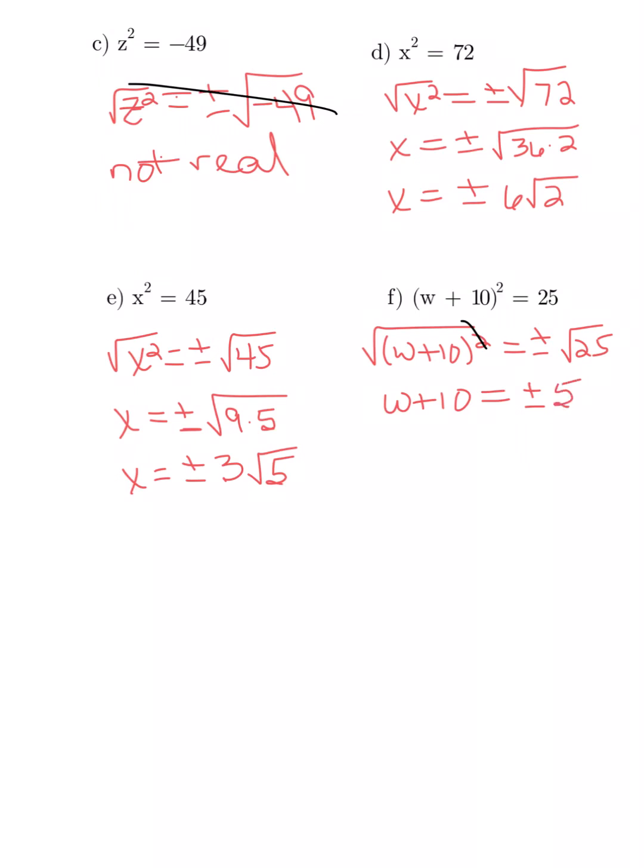When you have a problem like this, you now have two separate equations. You have the quantity w plus 10 equals positive 5, or you have w plus 10 could equal negative 5. So you solve each of these equations for w. Subtracting 10 on the first equation will give us w equals -5. On the second equation, it'll give us w equals -15.